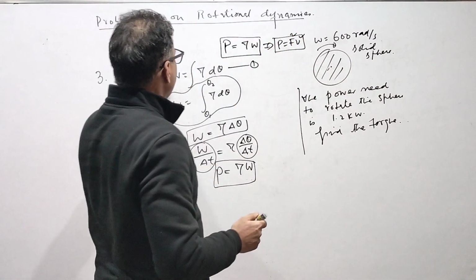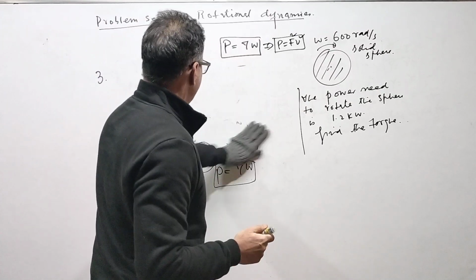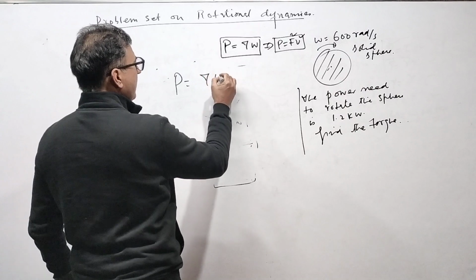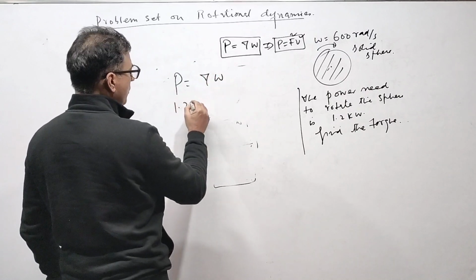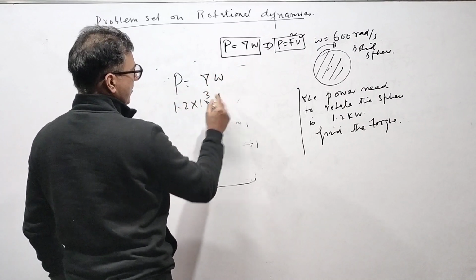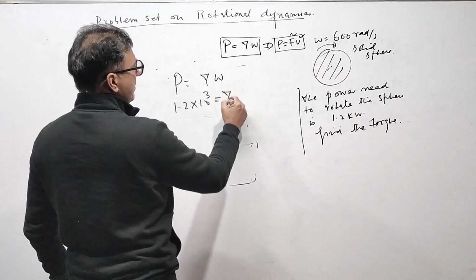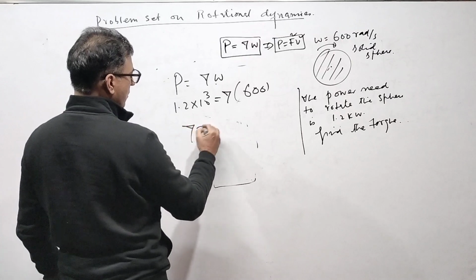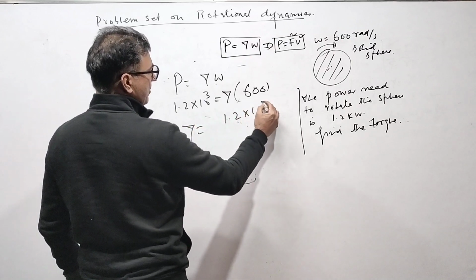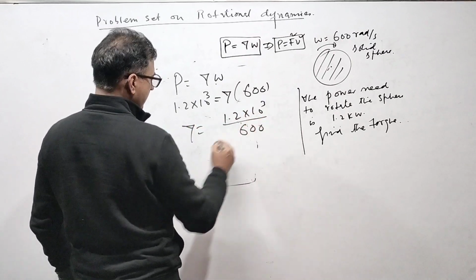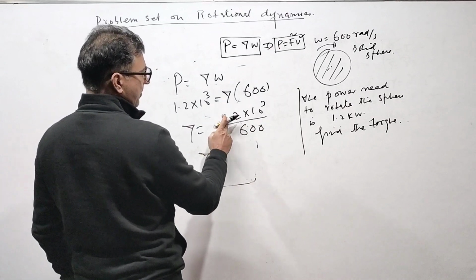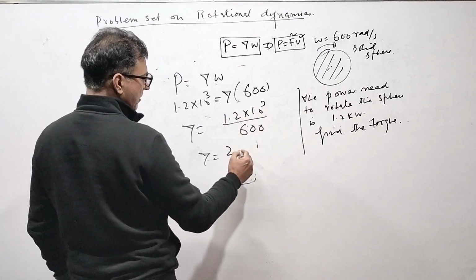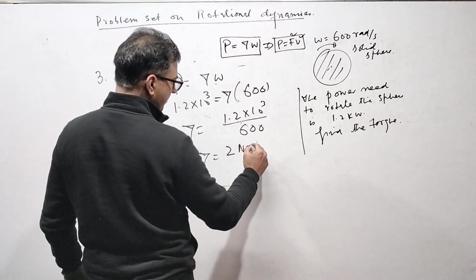Anyway, let me go to the problem now. Let me solve the problem now for you. Now see here, power is equal to tau omega. Power is given to be 1.2 kilowatt. Torque we have to find, and omega is 600. What is torque? Torque is equal to 1.2 into 10 raised to power 3 by 600. Torque is equal to 2. Point will finish, 0 will cancel, 2 Newton meter.